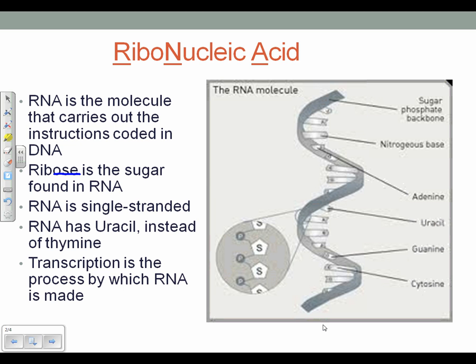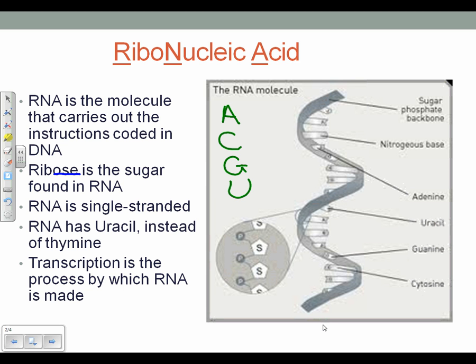Remember, OSE. And instead of thymine, RNA does not have thymine. RNA has uracil. So RNA does have all of the other bases. So RNA has A for adenine, cytosine, G for guanine, and it has U for uracil.